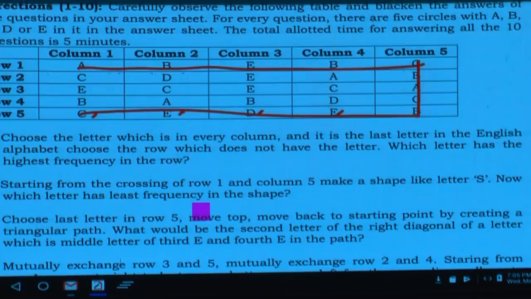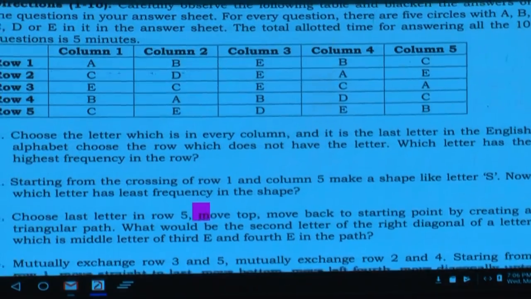And after coming to left to fourth, move diagonally up to last letter. Diagonal up to last letter A, E, A and C. Again we have come to this C. And move down. What is move down here? E is the answer. As of now we got this answer here. What is the answer we got? E is the answer. That means finally your answer is this E.